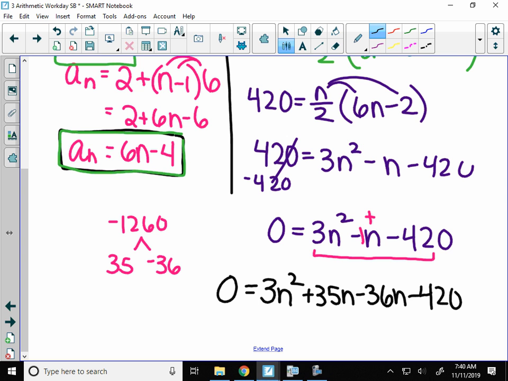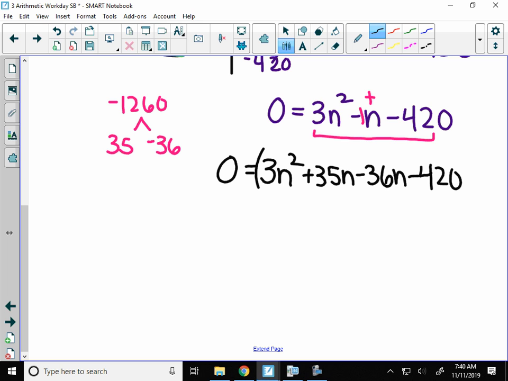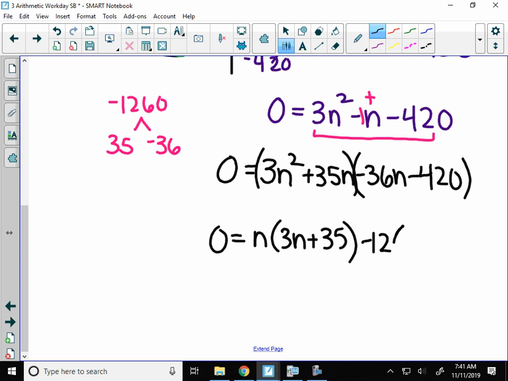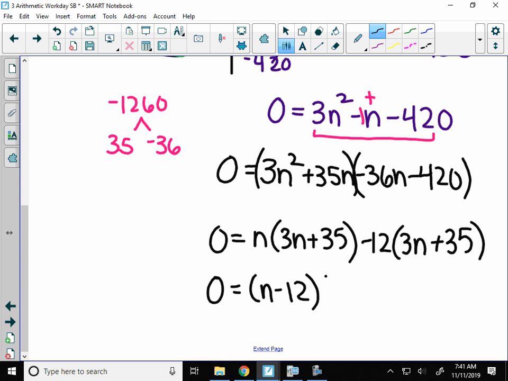And now all we have to do is finish factoring by grouping. All right, so my GCF for the first group is just going to be n. And it's the only thing. 3 and 35 don't have another GCF. And negative 36 and negative 420, I think it's negative 12. So I'm going to pull out a negative 12, and I'll have 3n plus 35. Yeah, that makes sense. All right, so my factored form here is n minus 12 times 3n plus 35.